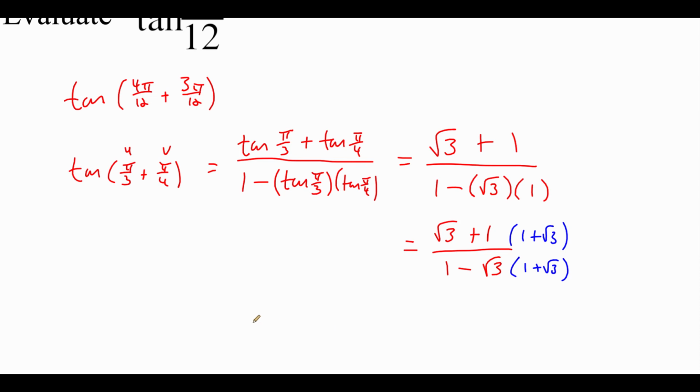Now we're going to have to FOIL out the top. So root 3 times 1 is root 3. Root 3 times root 3 is going to give me plus 3. 1 times 1 is 1. And then 1 times root 3 is another root 3.